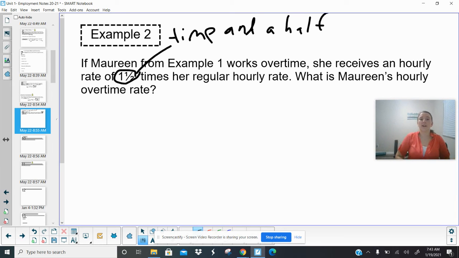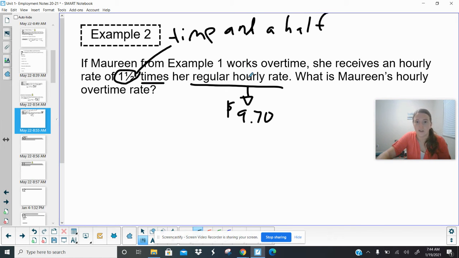So it says, what is Maureen's hourly overtime rate? What this means is, how much does she make on just those hours that she works extra beyond 40? Again, for up to 40 hours, she's getting paid $9.70. So I'm going to say her regular rate, this was again $9.70 from number 1. On overtime hours, she gets paid 1.5 times her regular hourly rate.